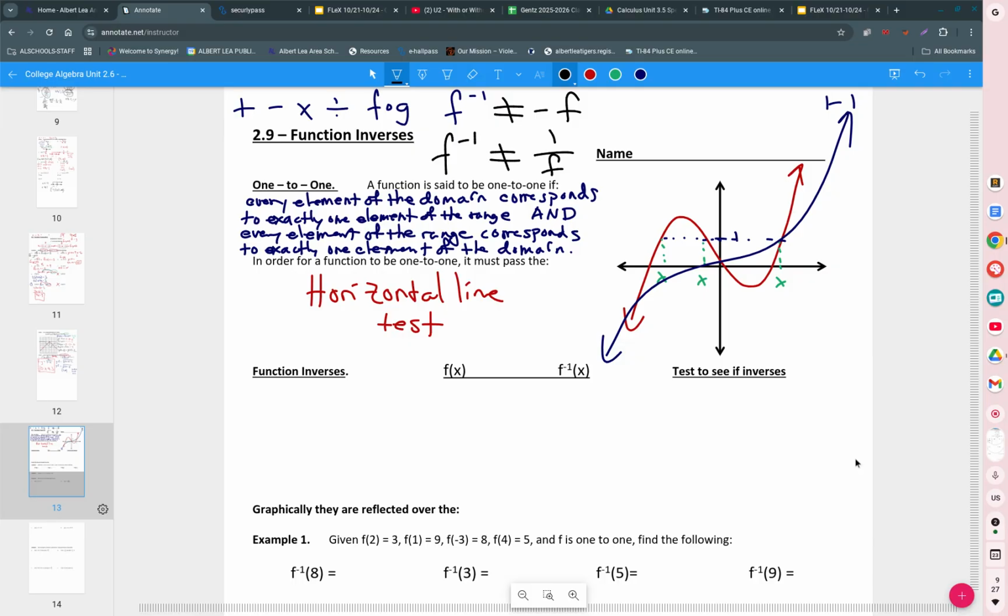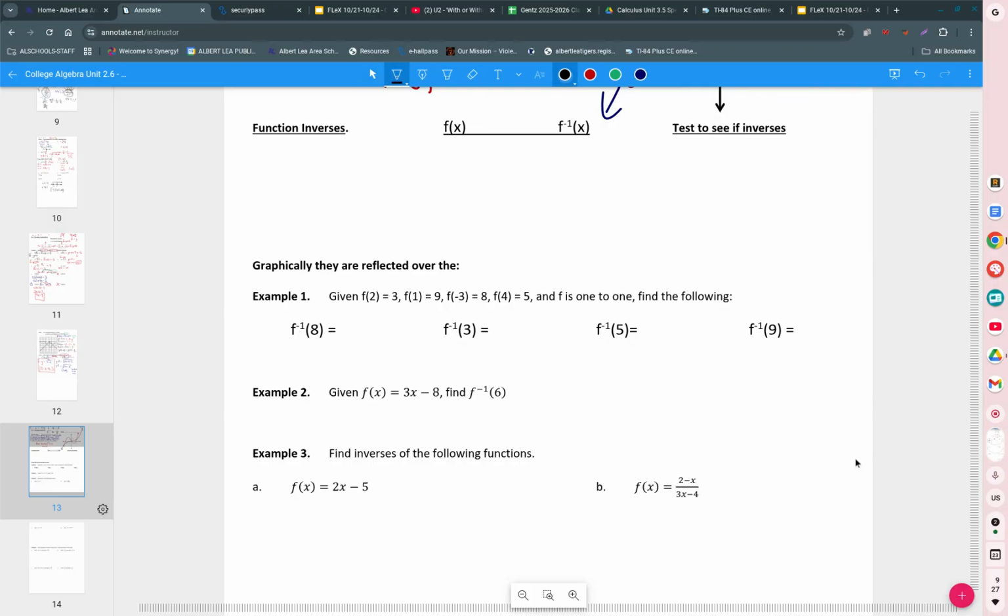So what does it mean where we're doing an inverse? This is what it means very simply. The x becomes the y, and the y becomes the x. Or in other words, the domain and the range, they completely swap places.